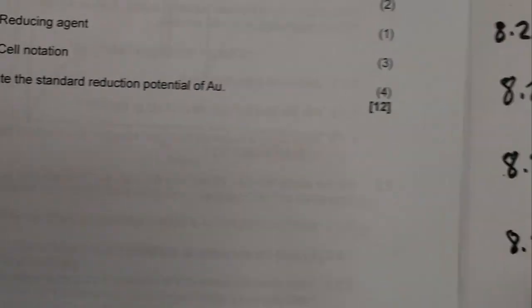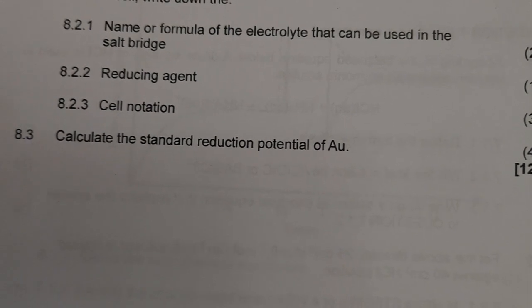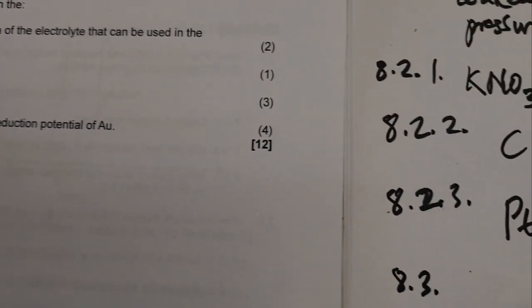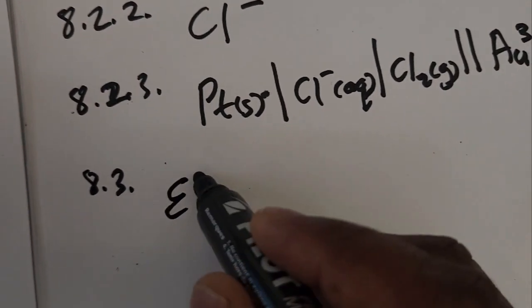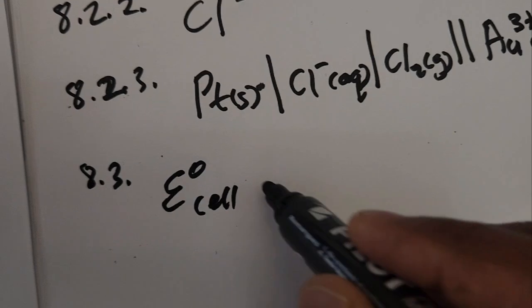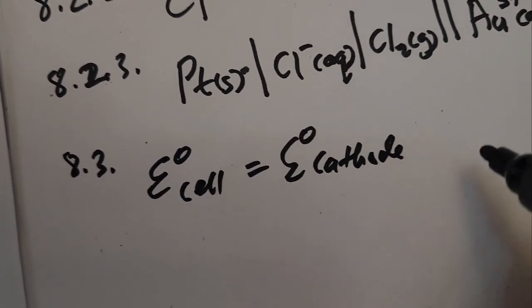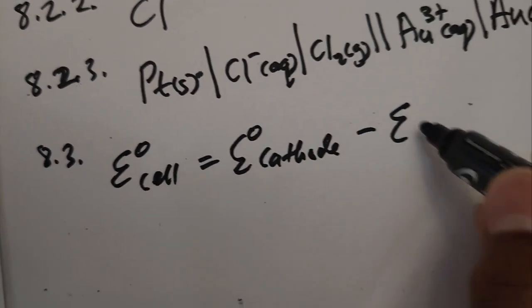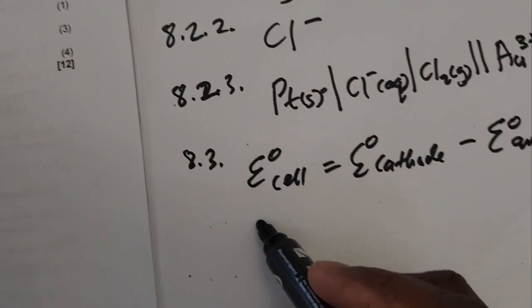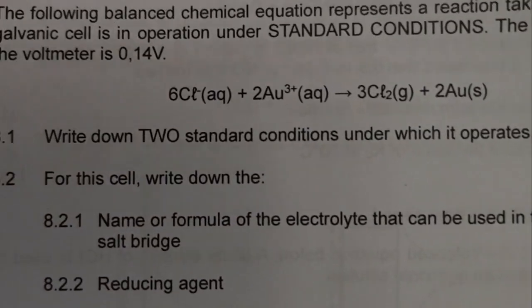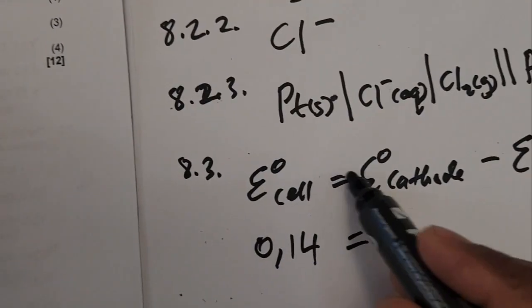8.3. Now, in 8.3 we are calculating. They say calculate the standard reduction potential of gold. For 4 marks, we just have to write the EMF, because the EMF is given. We'll write the formula: EMF of the cell equals the electrode potential of the cathode, where reduction takes place, minus the electrode potential of the anode, where oxidation takes place. EMF is given in the statement as 0.14. And then the cathode we know is gold.